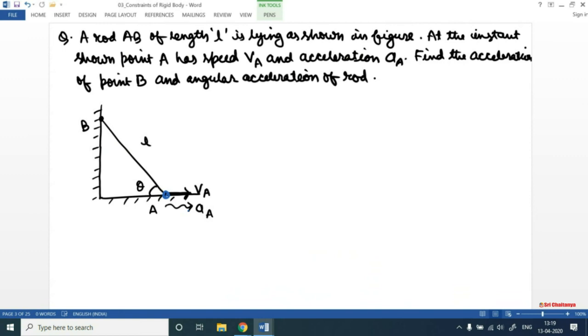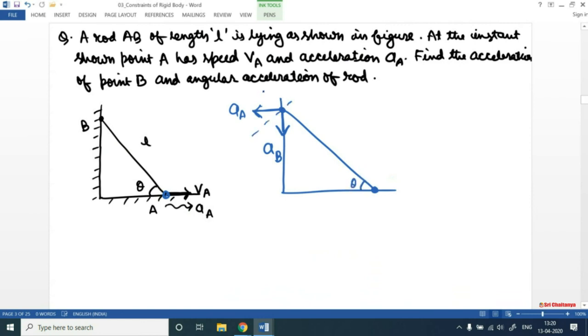So let's draw this figure again. This time we will be looking for the acceleration of point B with respect to point A. So the acceleration of point B would be in this direction. Let's say that is AB over here. With respect to point A, since the acceleration of point A is in the rightward direction, we need to subtract the acceleration of A from the acceleration of B in order to get the acceleration of point B with respect to point A. This angle is theta, and this angle is going to be theta as well.